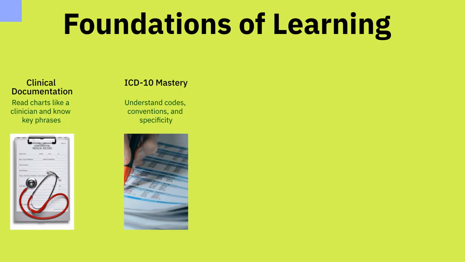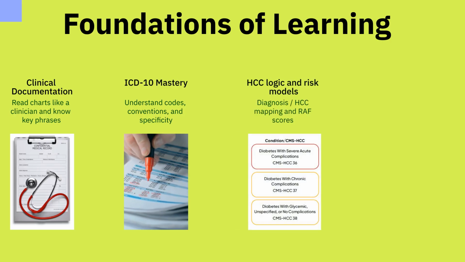Beyond memorizing codes, know conventions, laterality, and code specificity. ICD-10 is unforgiving. Unspecified codes often won't map to HCCs or will lower RAF impact. HCC logic and risk models. Understand how diagnoses map to HCC groups and how risk adjustment factor scores are aggregated. Learn the difference between hierarchical rules, exclusions, and how multiple conditions interact.